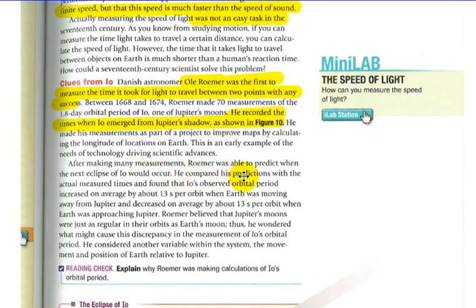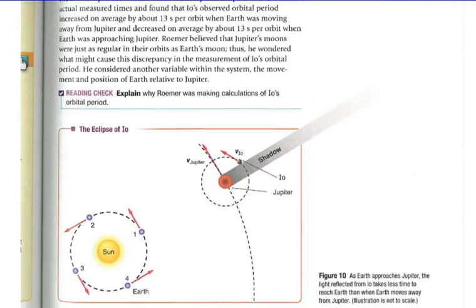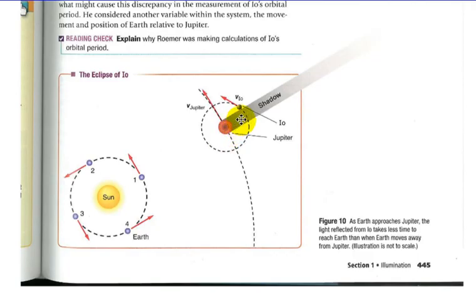After making many measurements, Romer was able to predict when the next eclipse of Io would be. He compared his predictions with the actual measured times and found, though, that Io's observed orbital period increased on average by, is that 1.3 or 13 seconds per orbit, when Earth was moving away from Jupiter, and decreased when Earth was approaching Jupiter. So when the Earth was here, it happened at a certain time during a certain day. But when Earth moved over to here, it took 13 seconds longer.